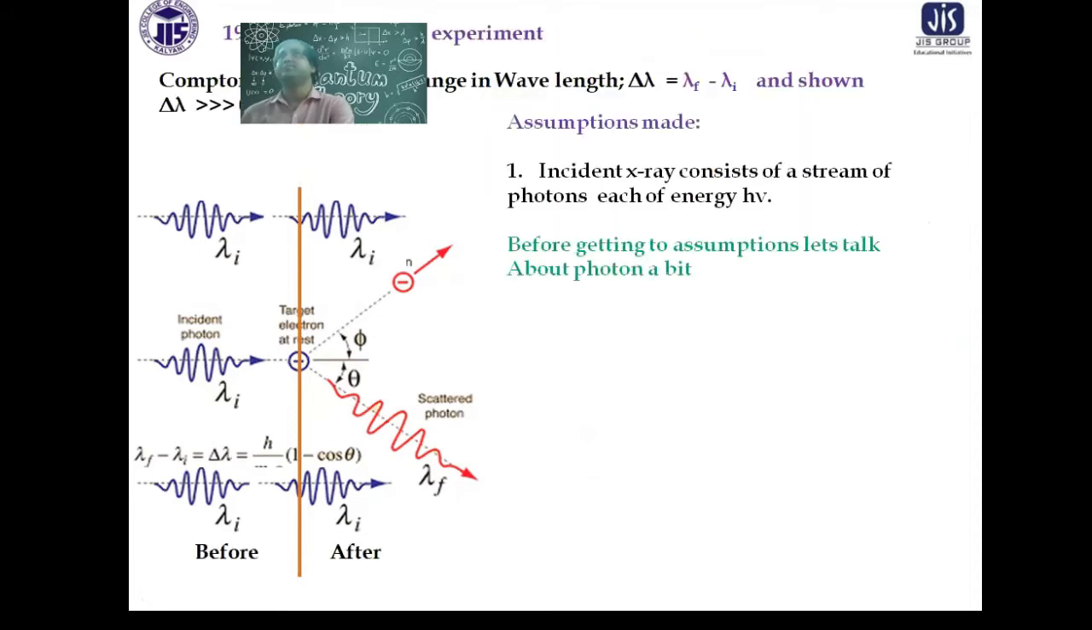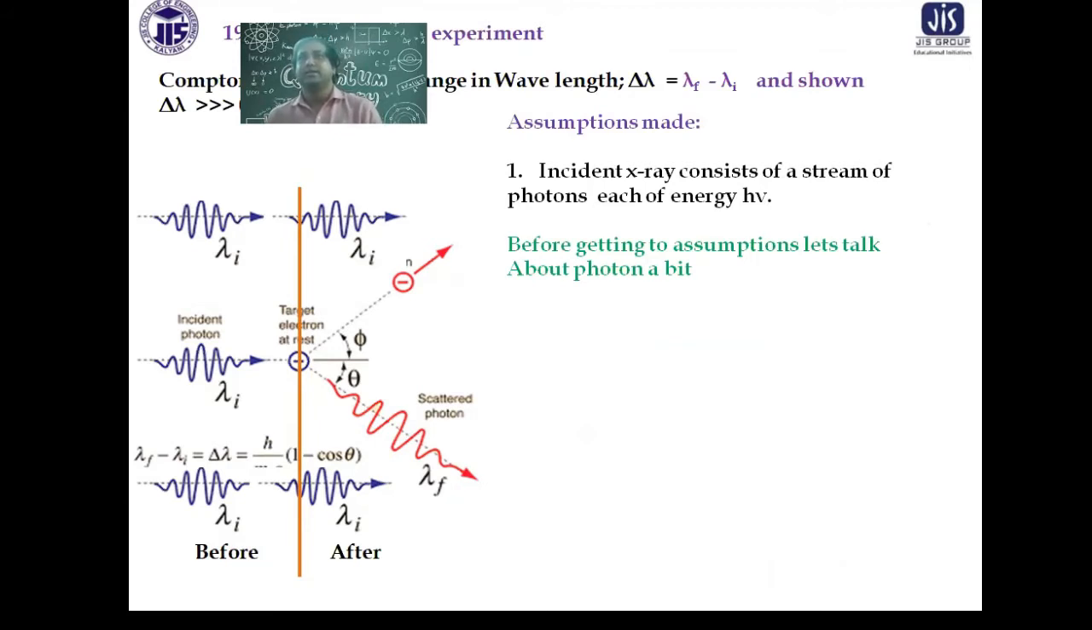He made two assumptions. What is assumption number one? Compton thought, obviously he is doing it in 1923, so by that time the Einsteinian idea of the photon concept was there. So Compton utilized the idea that it is photons which are coming in, not just X-rays. Okay, so X-ray photons are hitting the electron.